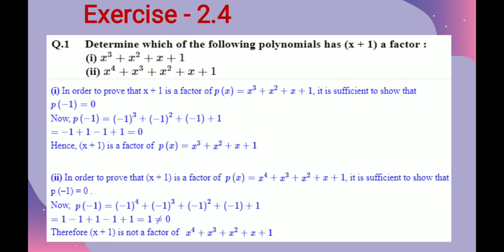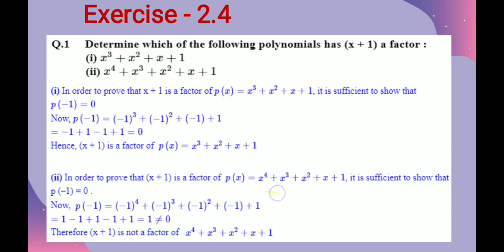Now (minus 1) raised to the power 3 is equal to minus 1. Then (minus 1) raised to the power 2 is equal to plus 1. Plus minus 1 is equal to minus 1, and plus 1. On solving this, we will get 0. Hence, x plus 1 is a factor of p(x), which is equal to x cube plus x square plus x plus 1.